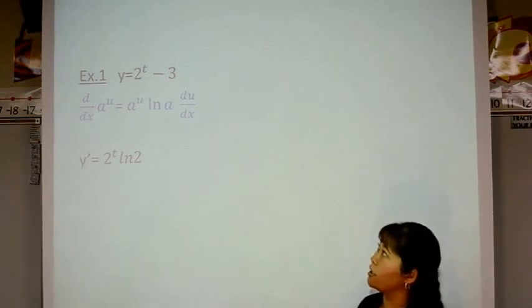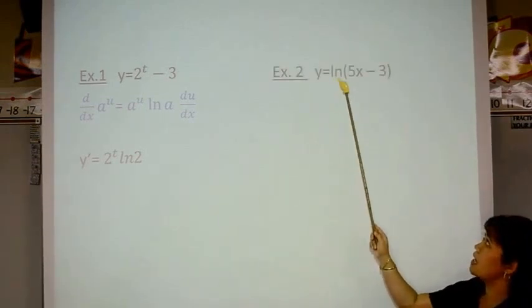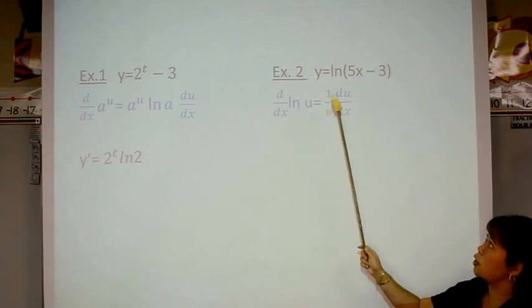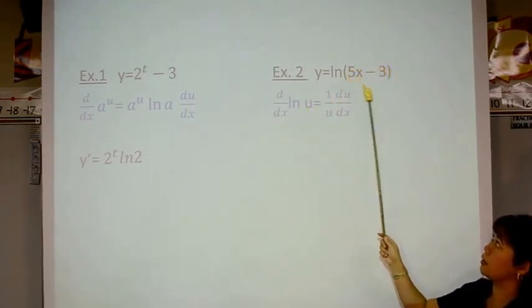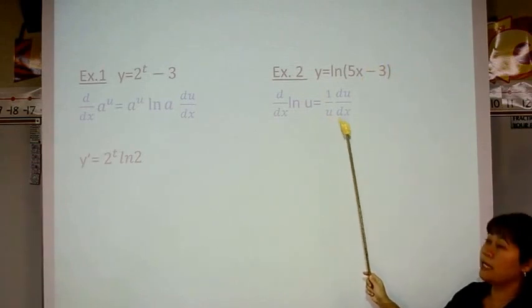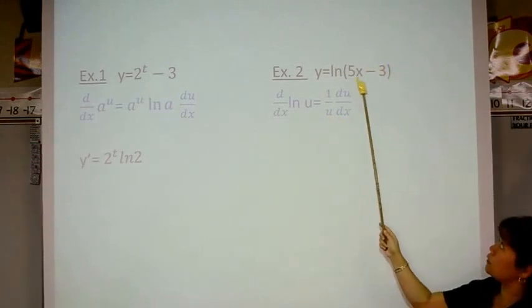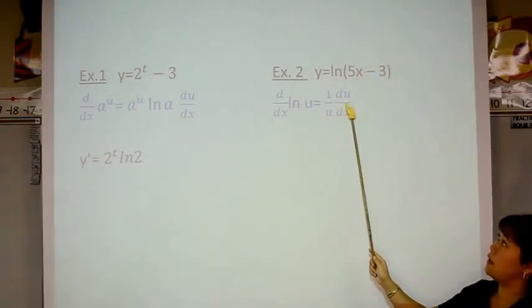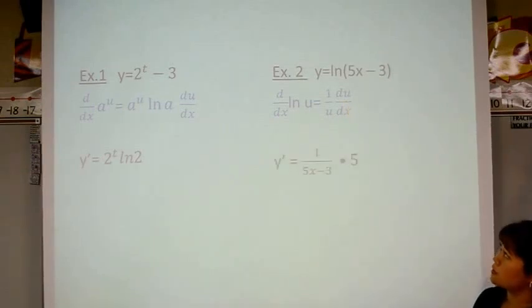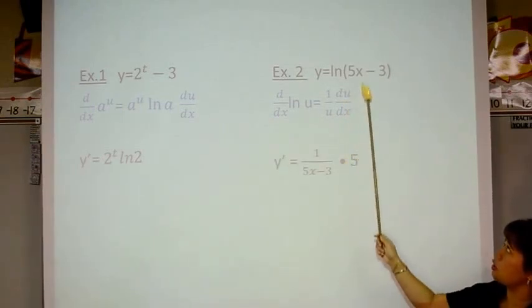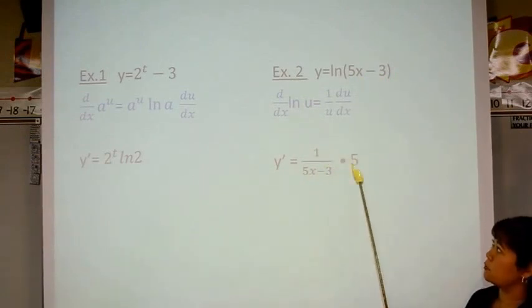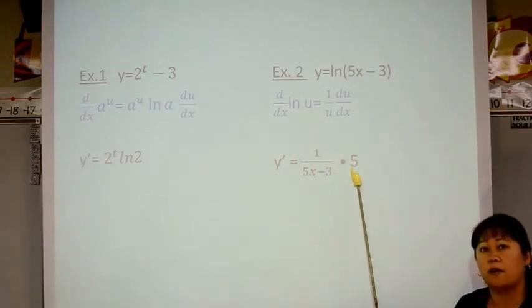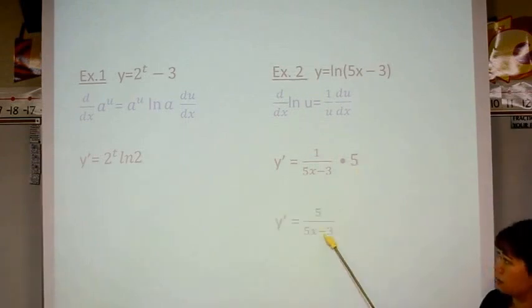Okay? Let's try another one. Example number 2. We have this ln. The derivative of ln is 1 over u. So anything that's in this piece right here, that's all u. And then the derivative of u. The derivative of 5x minus 3 is going to be 5. So this is what it looks like. The u, all of this, is down here as a denominator. And then I just bring the 5 up, because remember this is the same thing as multiplying by 5 over 1.